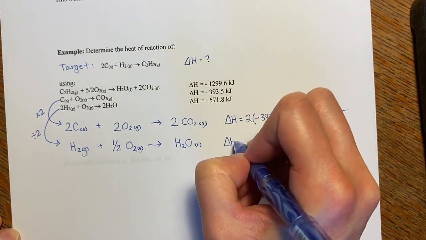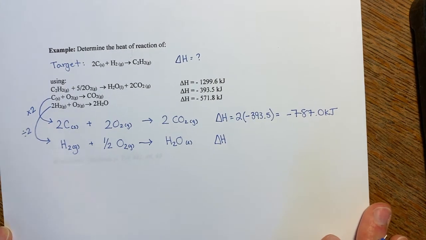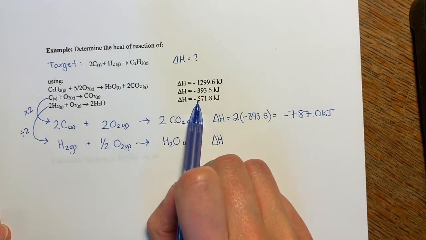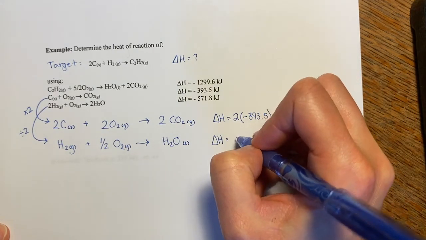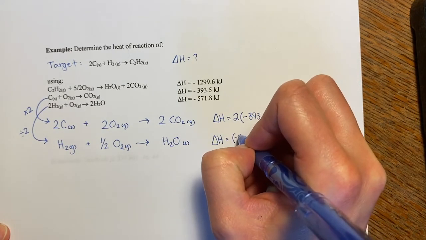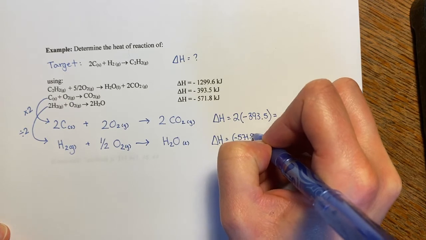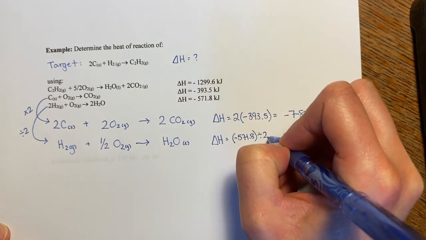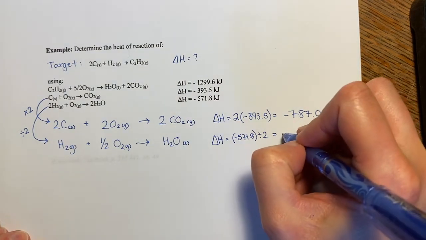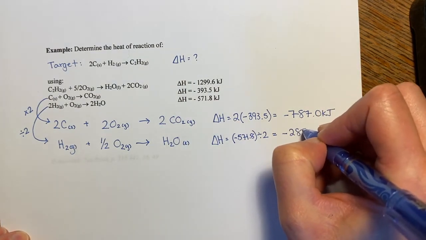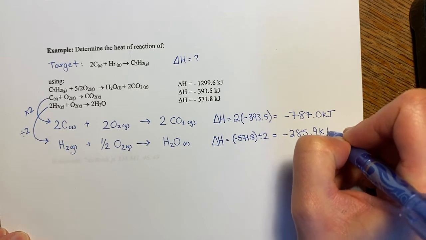Now our delta H for this one was negative 571.8, but we divided it by 2, so we're going to take negative 571.8, and we're going to divide it by 2, just like we divided everything else in this equation by 2. That's going to give us negative 285.9 kilojoules.